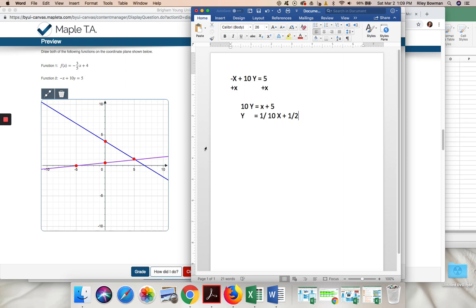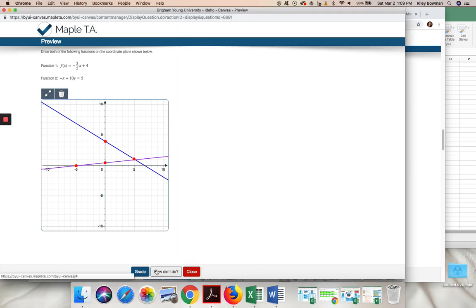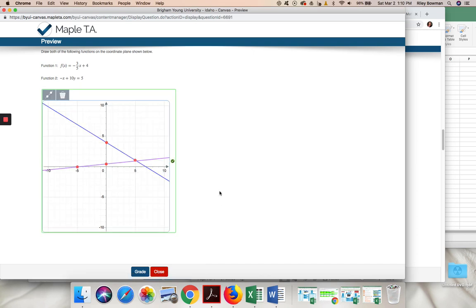Any of those will give you those two lines, and you can just check how did I do, and it's good enough, even though it's not exactly perfect.